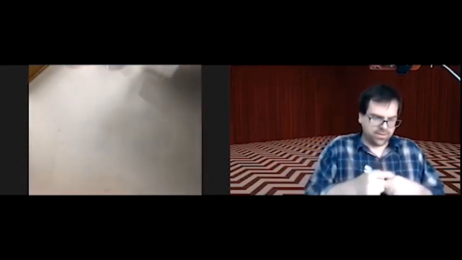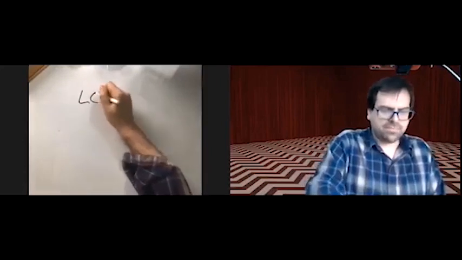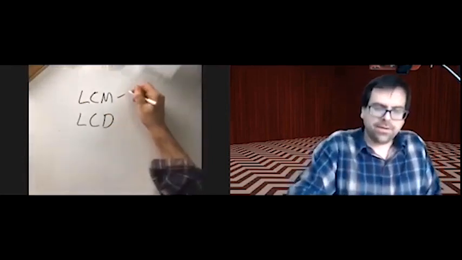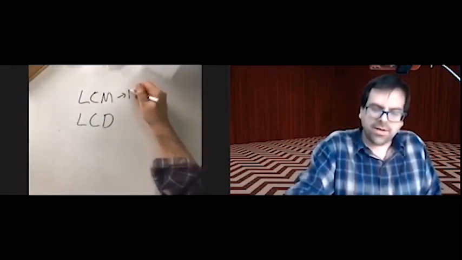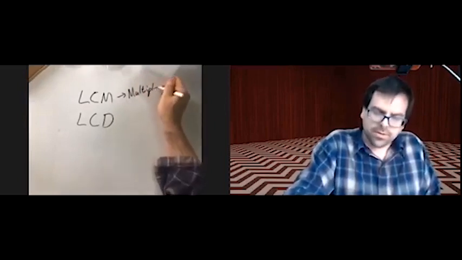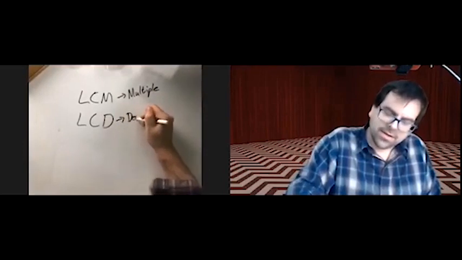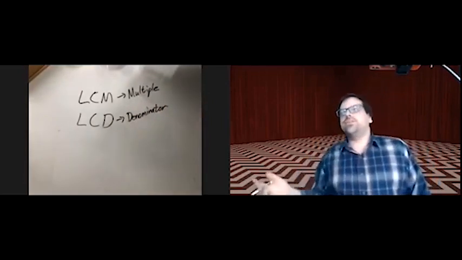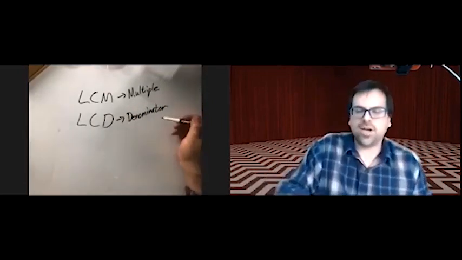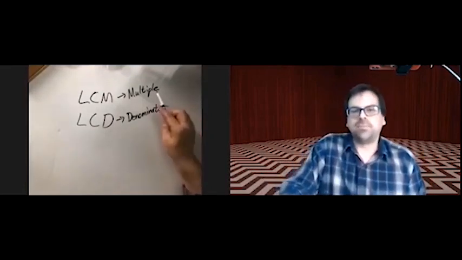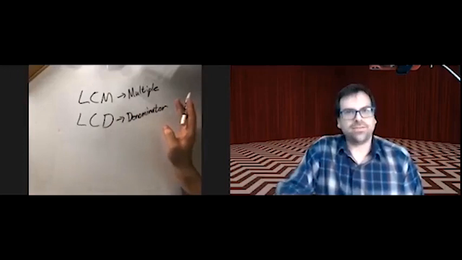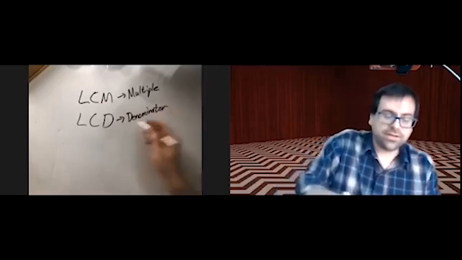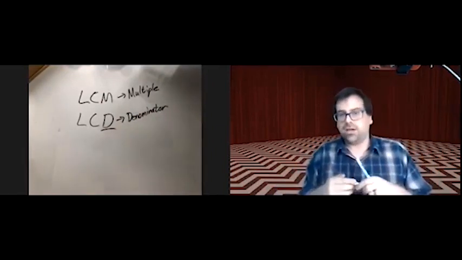By the way, if you've noticed that I'm switching back and forth between LCM and LCD, LCM is least common multiple. LCD is least common denominator. And in this case, they're interchangeable because the least common denominator is just the least common multiple of the two denominators. So those two numbers on the bottom, when we're finding the least common multiple of them, we're actually finding something called the least common denominator.